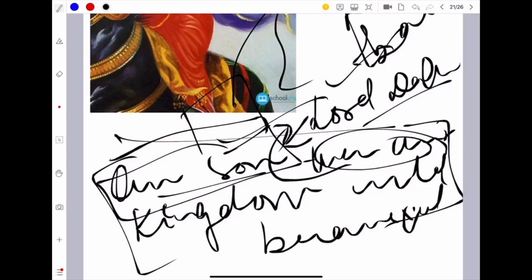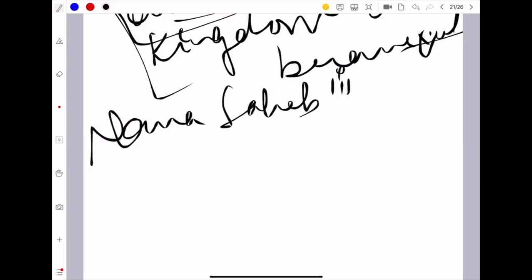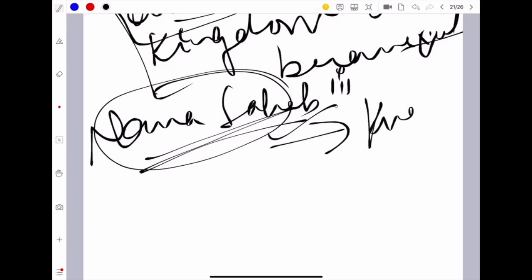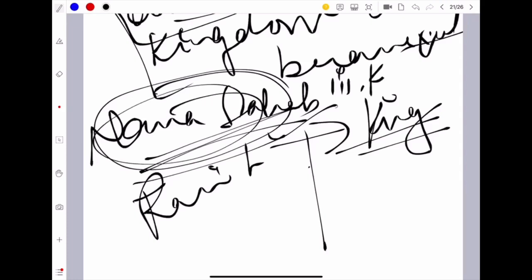So in many areas, we have the Nana Sahib. Why did Nana Sahib react? Nana Sahib was an adopted son of the Peshwa Bajirao. He said that I want to be the king. Who are you to say that I can't be a king? On the other hand, we have the Rani Lakshmi Bai. Nana Sahib was from Kanpur, please remember.